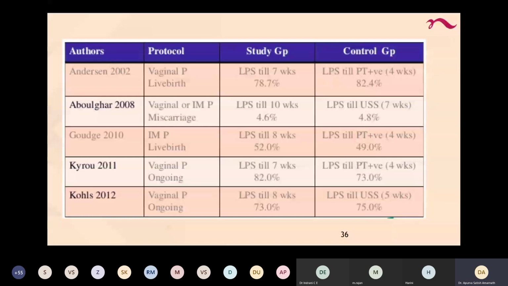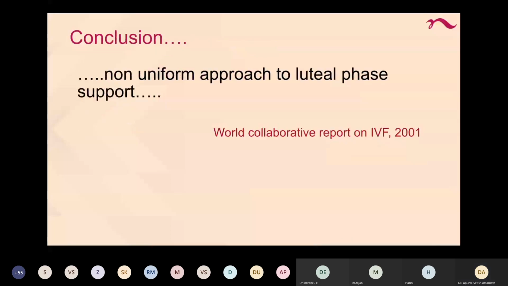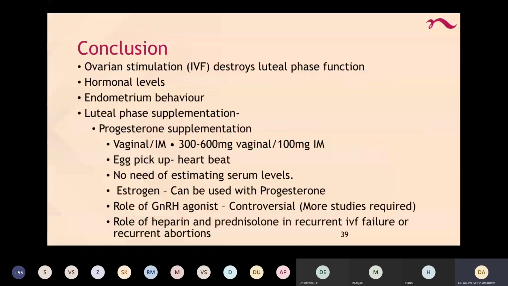There are other medications that are used in luteal support: aspirin, heparin, steroids, and sildenafil. Aspirin and heparin have a role only in women who have thrombophilias. There's no role for steroids and sildenafil in luteal support as such. So the conclusion on luteal support is, as you can see from everything we have spoken about, there is no uniform approach to the luteal phase, and this is as per the World Collaborative Report on IVF in 2001.